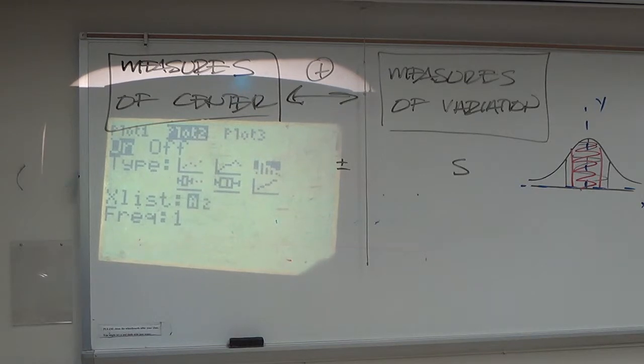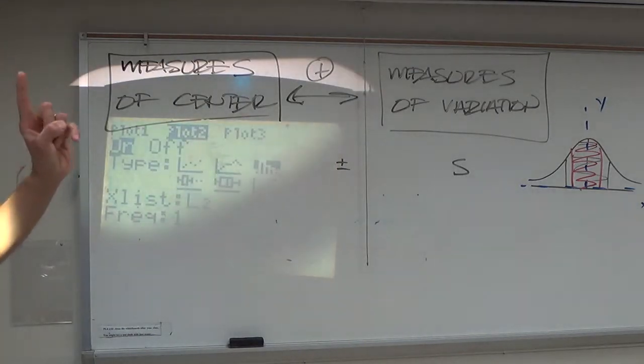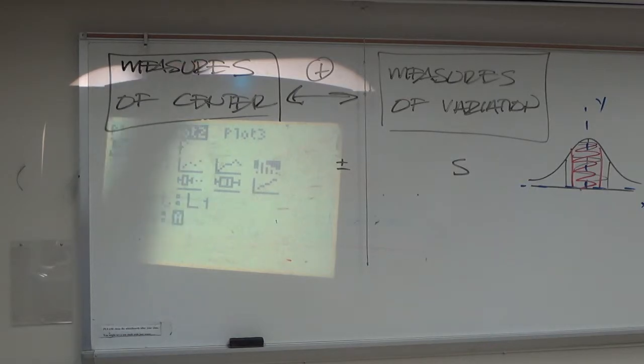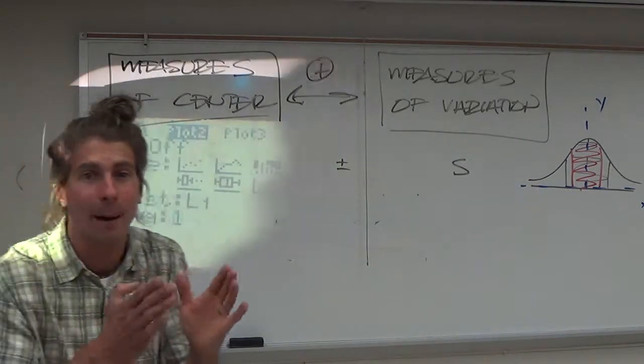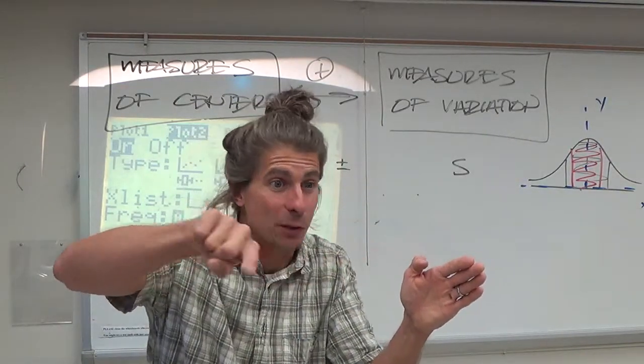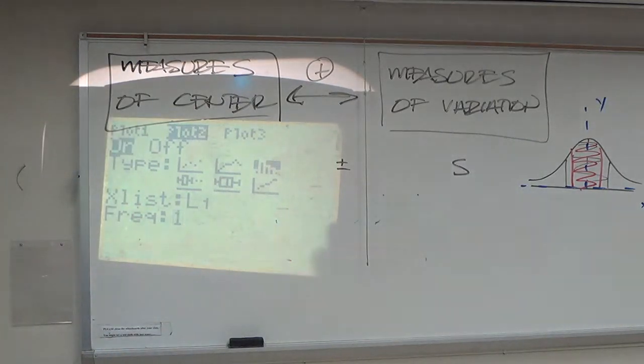That shouldn't be L2. What should the X list be if we're looking at the bottom finishers? L1. Still L1! The data is still ages, right? The data is still ages. What should the frequency be? L3, because that's how many were in each of those groups. I have subdivided up the top and bottom finishers in the same age groups. But there are different numbers of them in each of those age groups. That's what the frequency is telling me here. So I'm going to change that guy to L3.